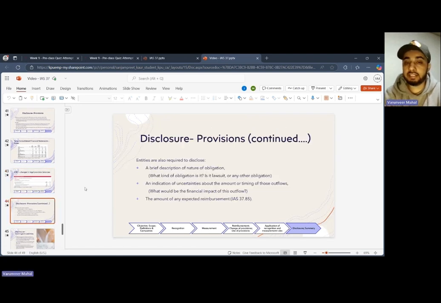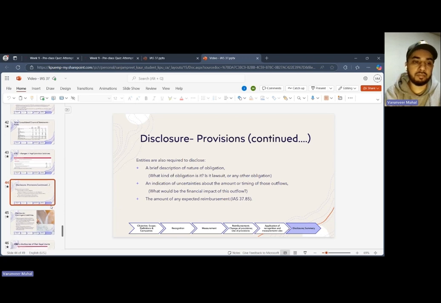And then entities are required to disclose the brief nature of the obligation. It means what kind of obligation is it? Is it a lawsuit or any other obligation? And then any indication of uncertainties about the timing or amount of outflow, like what would be the financial impact of the outflow? And then the amount of any reimbursement.